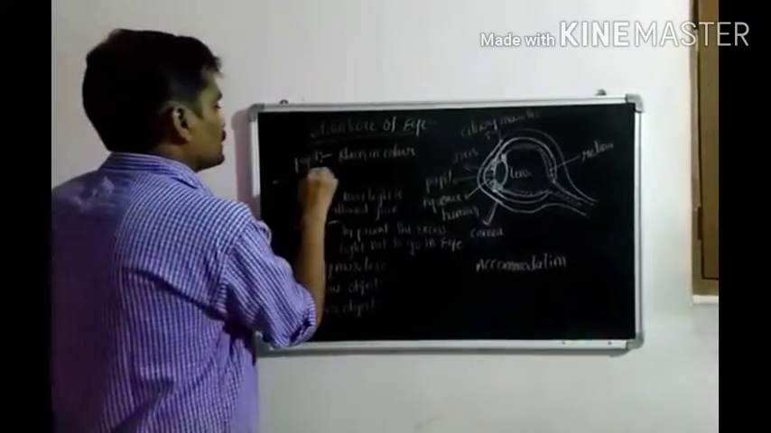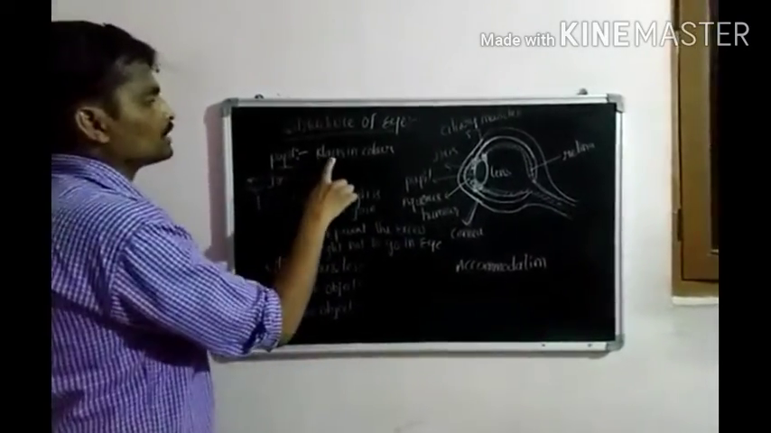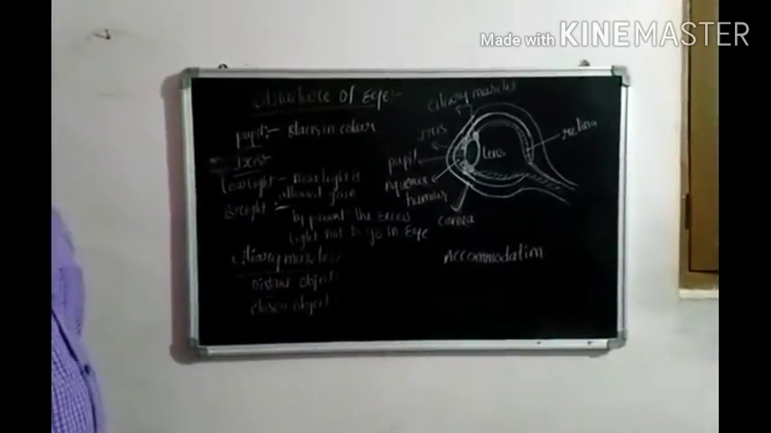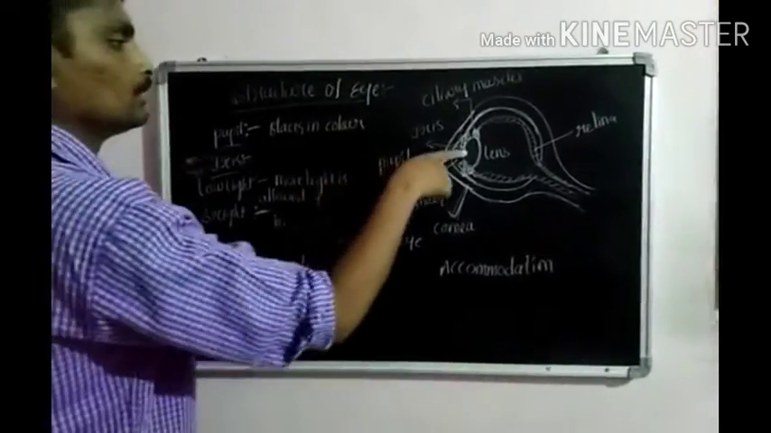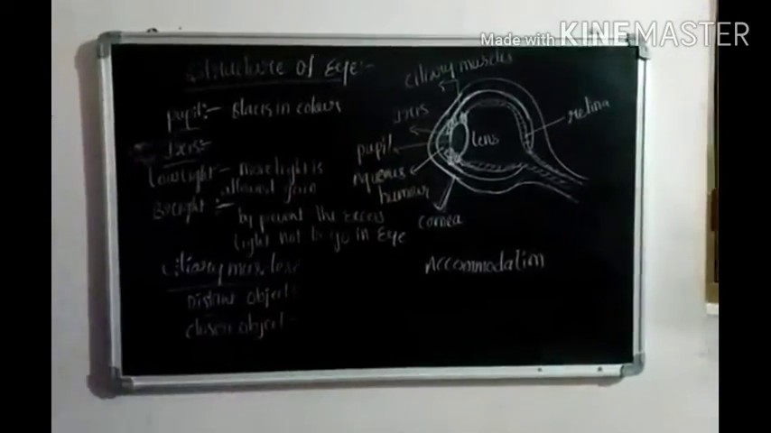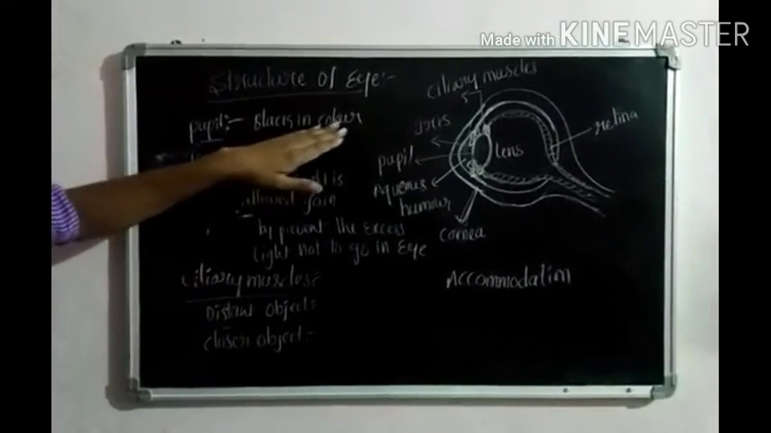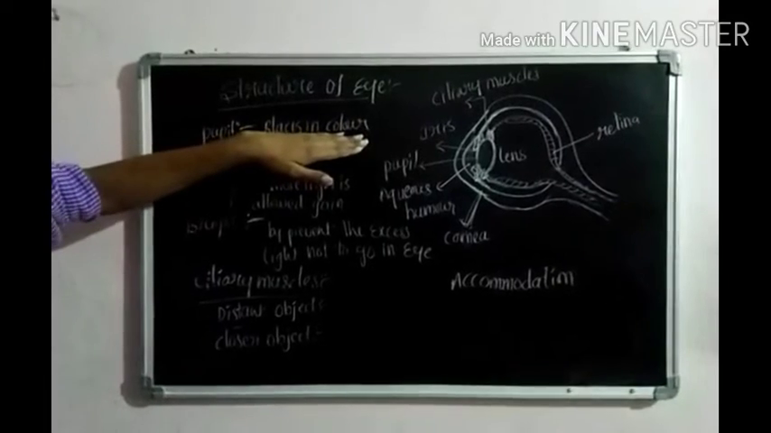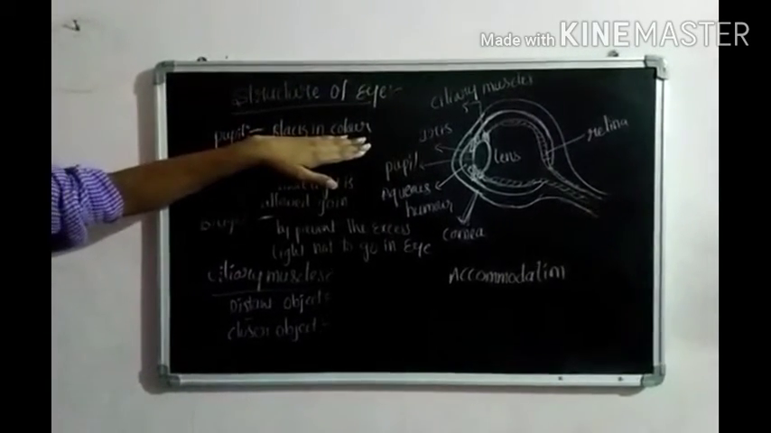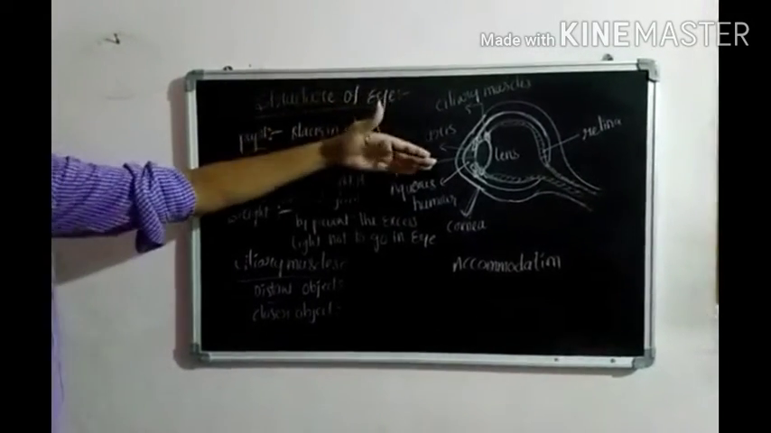So what is a pupil? Pupil is black in color. When light enters into the eye through pupil, it is black in color. What will happen? It makes the light unable to come back out from our eye.